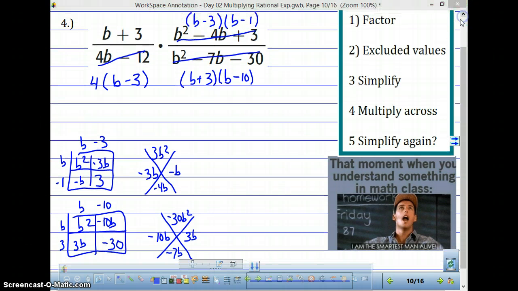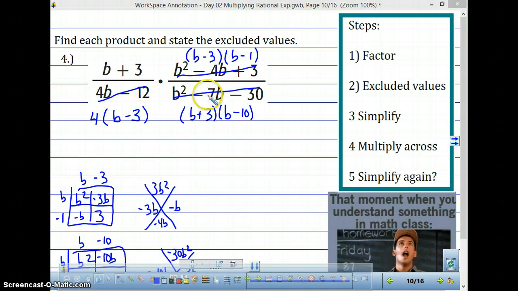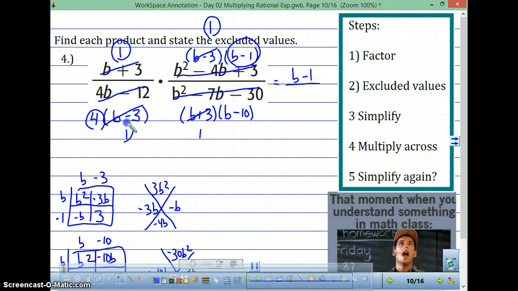Okay, now we can do the fun part. What can we simplify? Well, the b minus 3's go away. That becomes a 1. What else goes away? The b plus 3 here cancels with this. Got some more 1s. The 4, can we simplify that? I don't think so. I think we're done. So we've got 1 times 1 times b minus 1 over 4 times 1 times 1 times b minus 10. 4 times b minus 10. And of course you could distribute that 4.